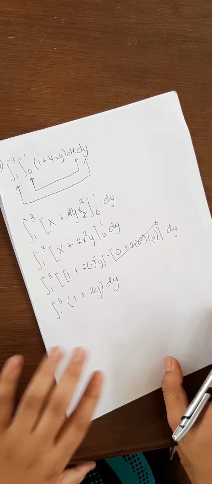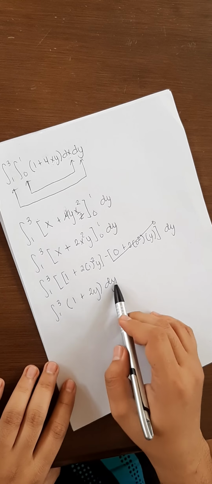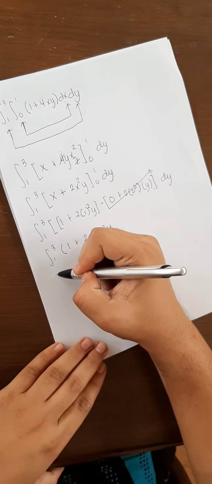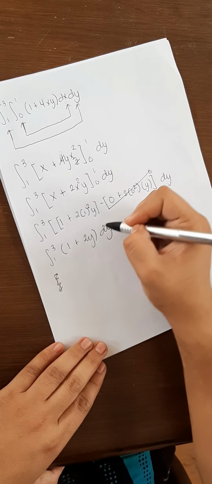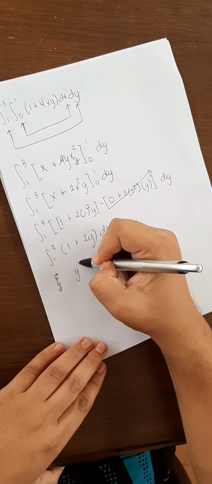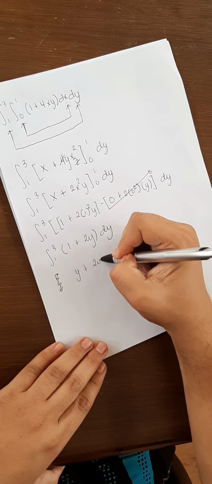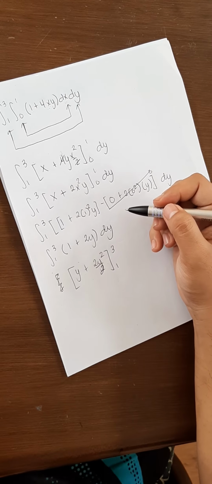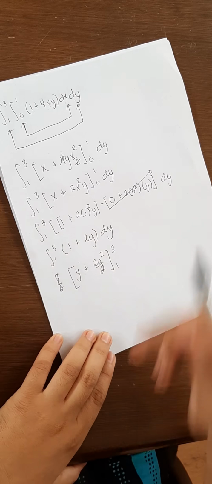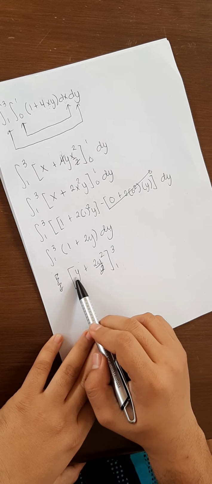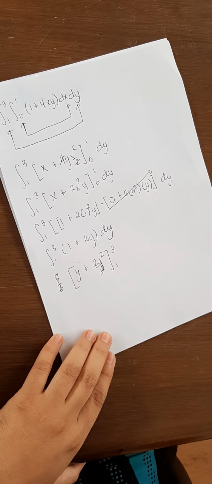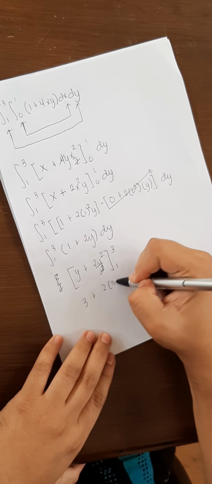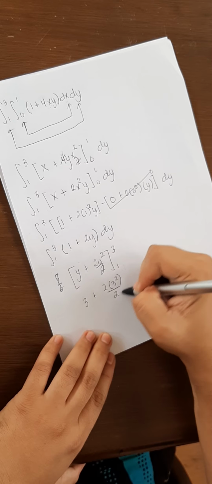And we will integrate this with respect to y, with limits from 1 to 3. The integral of 1 with respect to y is y. The integral of 2y with respect to y is 2y squared over 2, limits from 1 to 3. So if we simplify from our lower limit and upper limit, we have 3 plus 2 times 3 squared over 2.